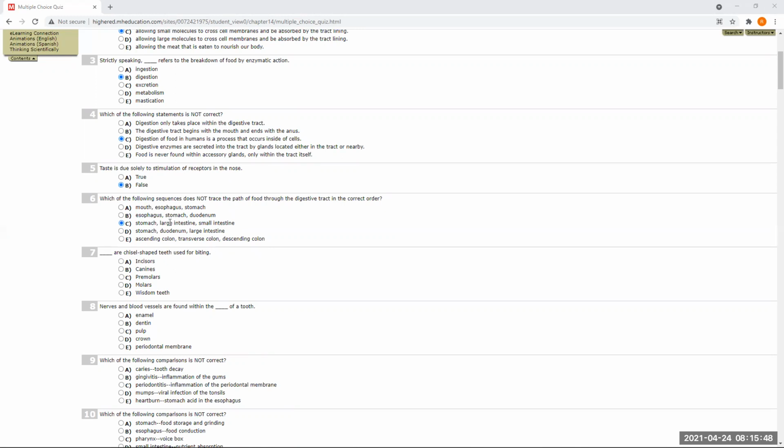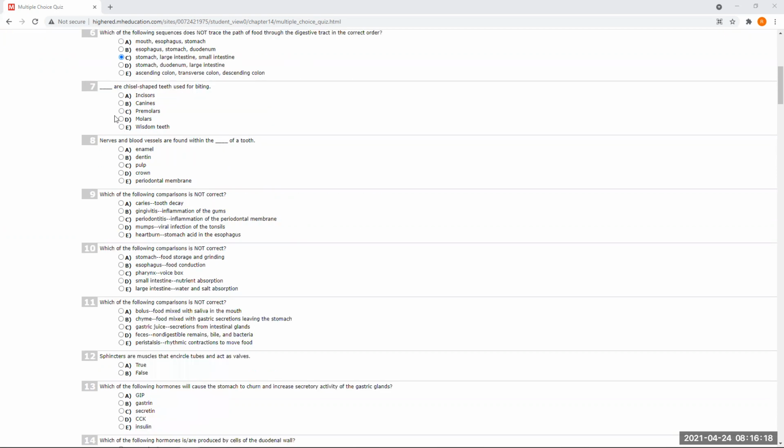So very good. Stomach, duodenum, large intestine. Duodenum is part, as Celine mentioned, of the small intestine. So this is correct. Ascending colon: when you look at the large intestine, ascending, you go up, then you come across transverse and the descending. So this order is correct. The only one that is out is number six, C. It goes from the stomach, not to the large intestine, but to the small intestine, then the large. Always remember it goes in that order. Very good. Let's go to the next one.